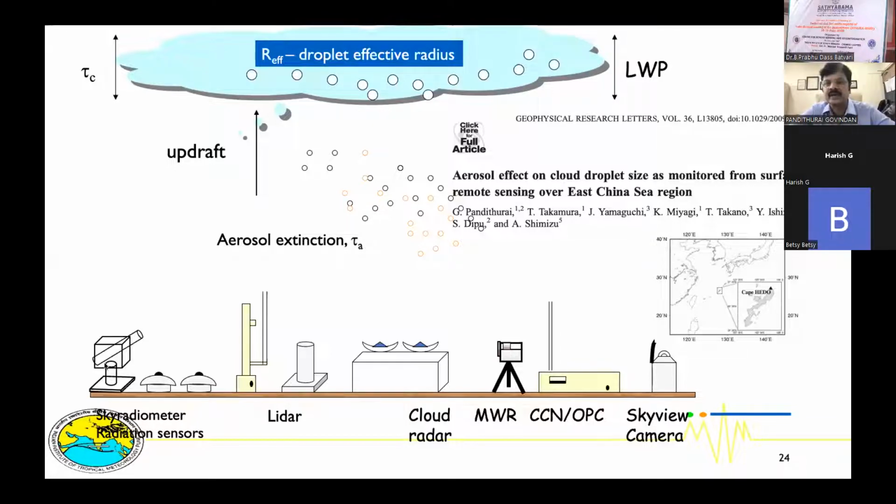So they had a campaign in Cape Hedo, which is on Okinawa Island in the East China Sea region, wherein in addition to LIDAR, there was a 94 gigahertz cloud radar, and another suite of observations was used. During my JSPS 10 months visit, I could utilize these data sets to understand how the aerosol affects the cloud droplet size.